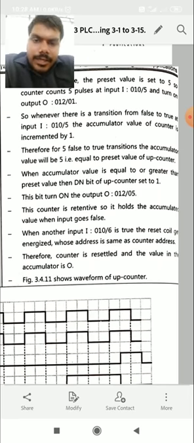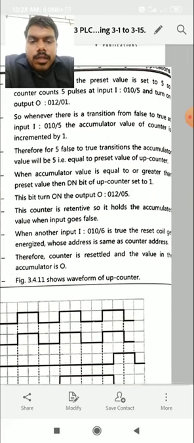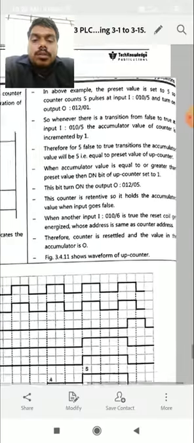This counter is retentive, so it holds the accumulated value when the input goes false. It is a retentive type. When another input, I010/6, is true, then the reset coil gets energized, whose address is the same as the counter address. Therefore, the counter is reset.